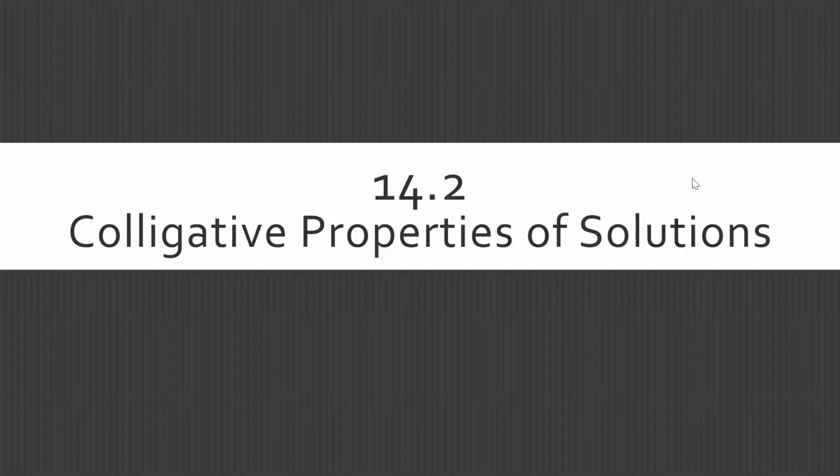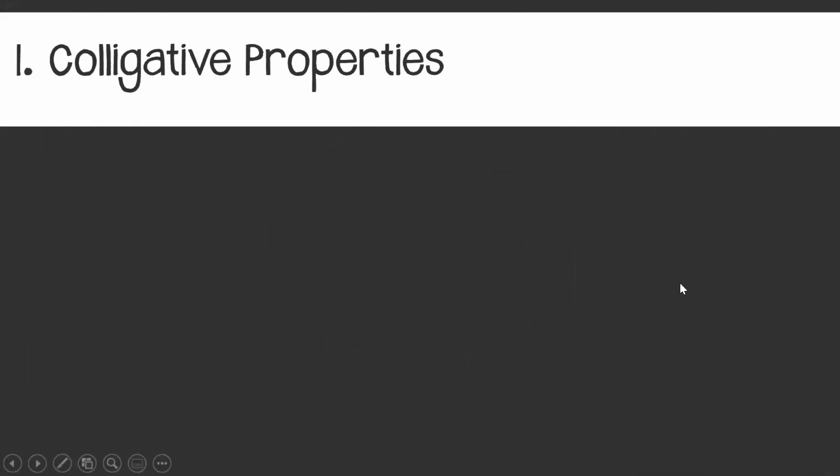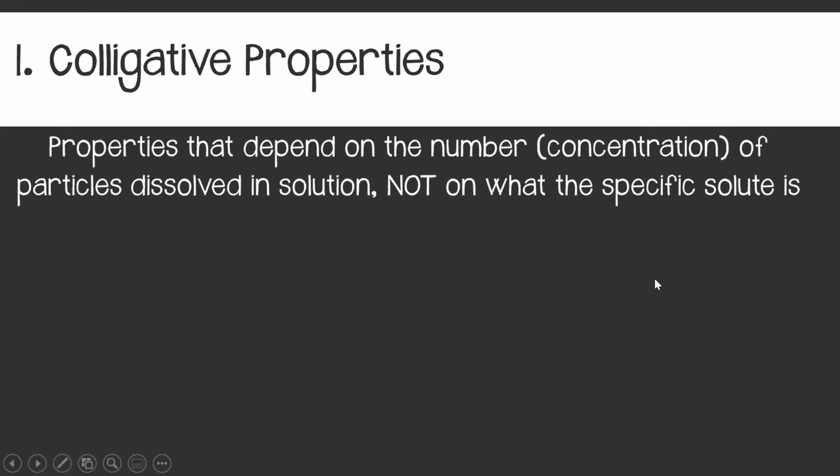Okay, for section 14.2, we're going to talk about colligative properties of solutions, when you have a solute being dissolved in a solvent. So first off, what are colligative properties? Well, colligative properties are those that depend on the number of particles that are dissolved in the solution. You most commonly know it as the concentration of the solution. A colligative property is not dependent on the actual solute, what is being dissolved. It's just how much of that solute is being dissolved into the solvent, making the solution.